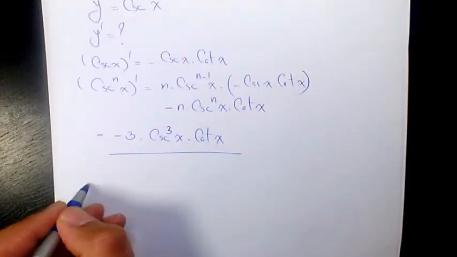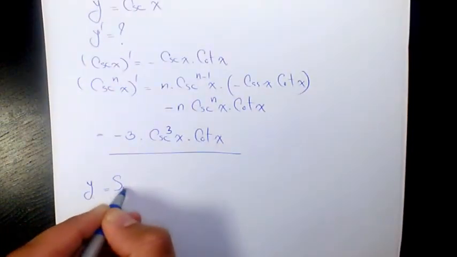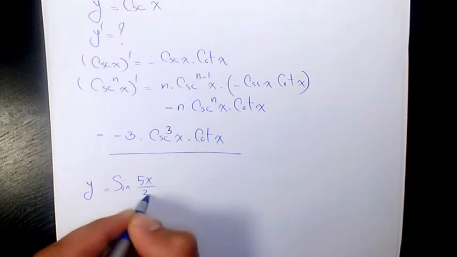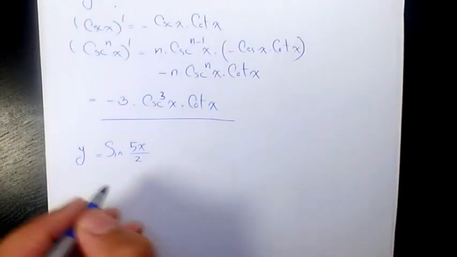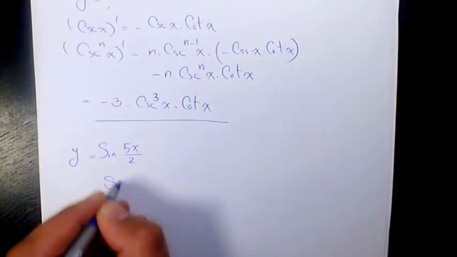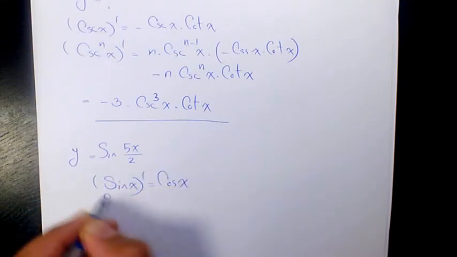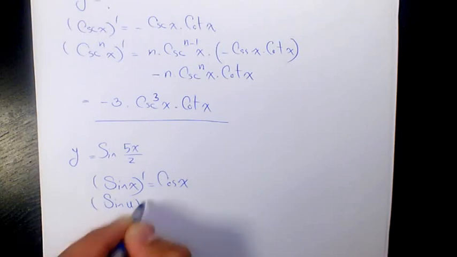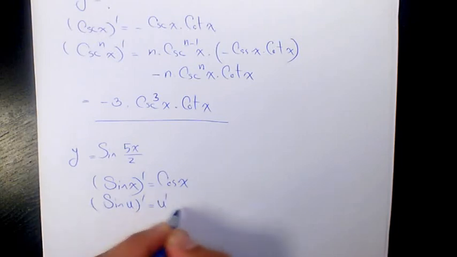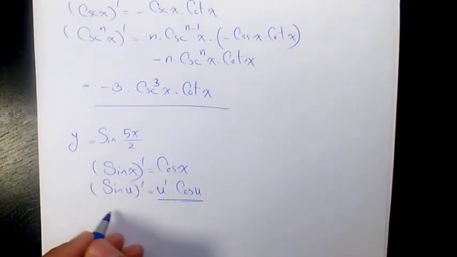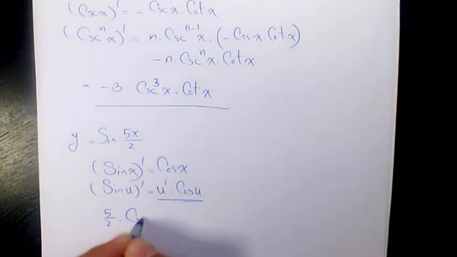Next one we have y equals sine of 5x over 2. You know the derivative of sine x is cosine x, and the derivative of sine u, when u is a function of x, is u prime times cosine u. So that's going to be 5 over 2 times cosine of 5x over 2. That's the final answer.